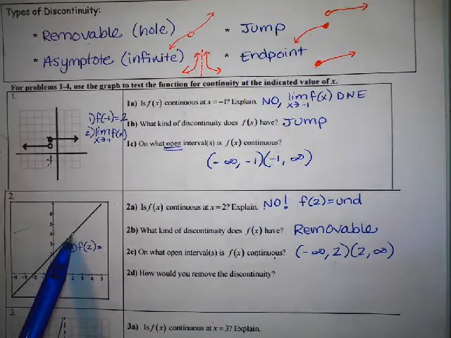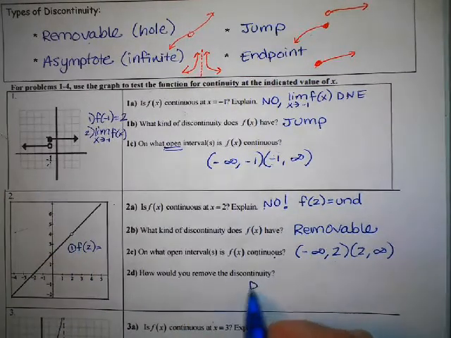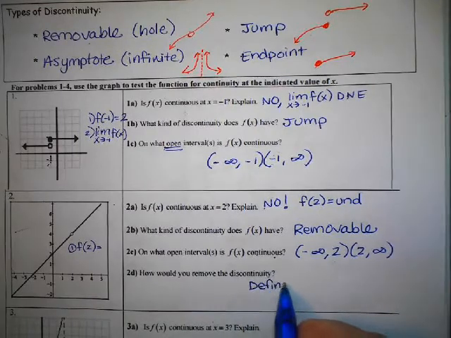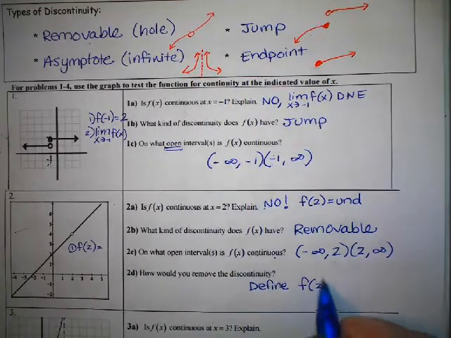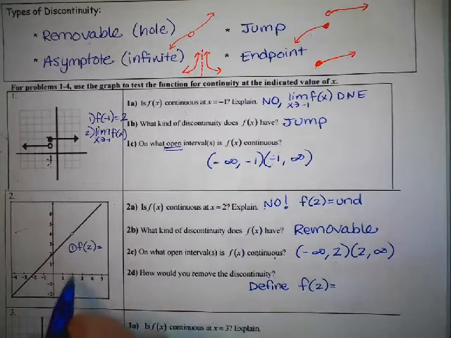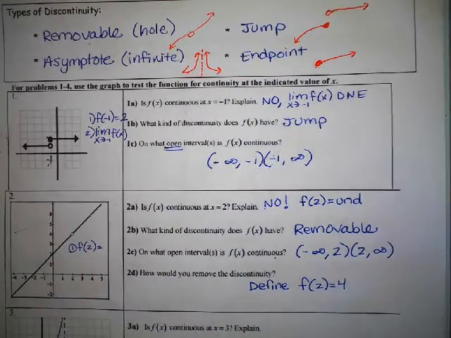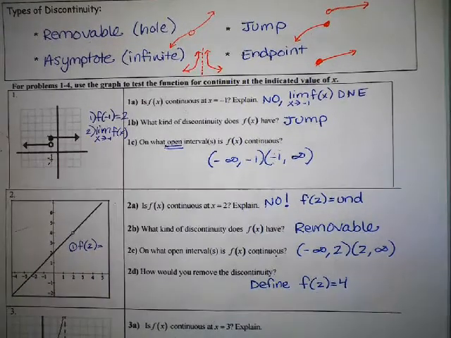Well, if that hole was filled in, it would be continuous. So what we could do is define f of 2 as 4. And that would just make this hole filled in by that point. And then all of a sudden it would be continuous.